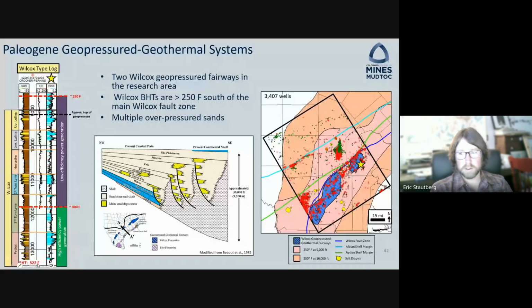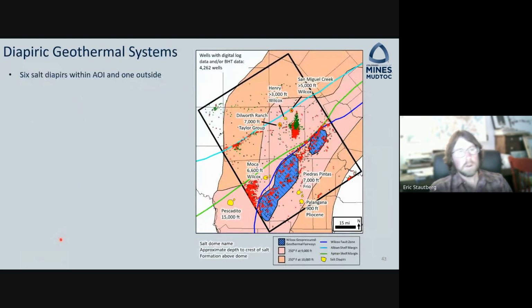Bottom hole temperature for this particular well, which is in one of these geopressure zones, is 322, and that is, of course, uncorrected still. So that'll probably go up by another factor of 20%.